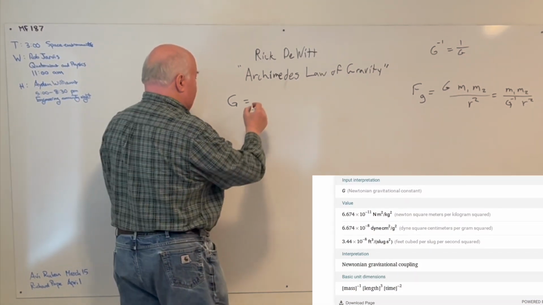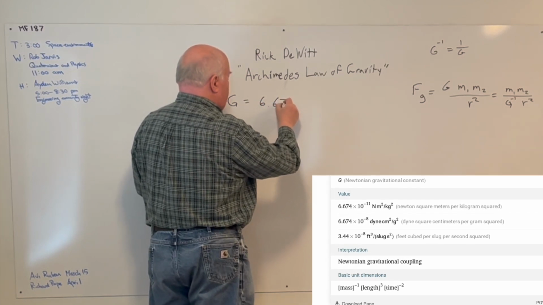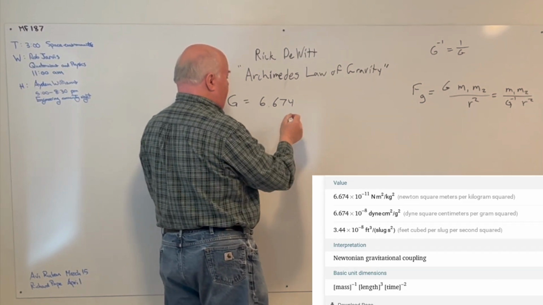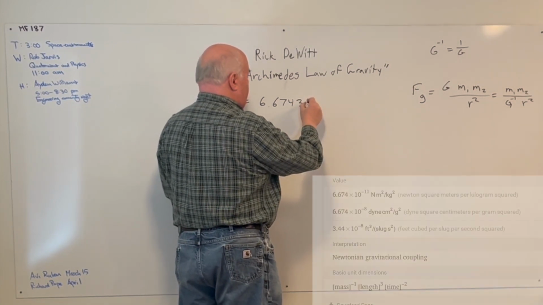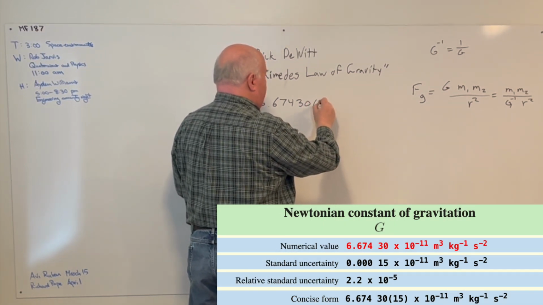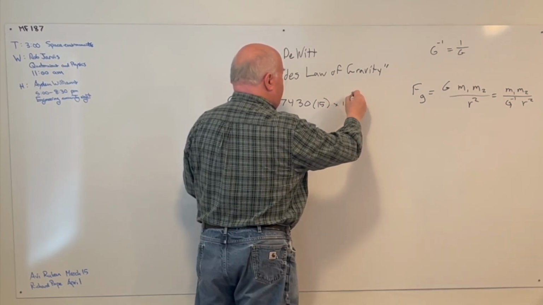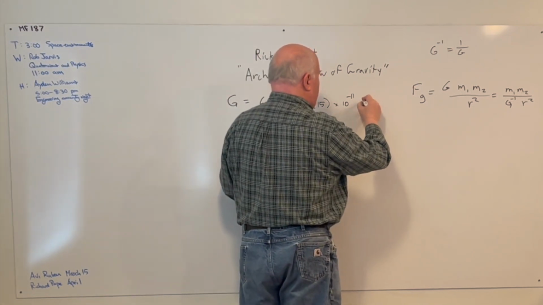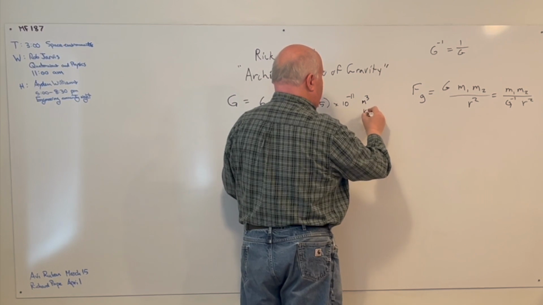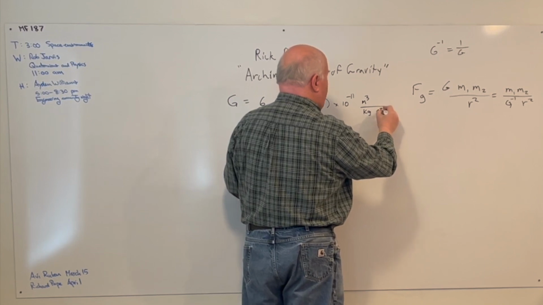All right, so Newton's gravitational constant in SI is 6.674 times 10 to the negative 11. Give me the rest of the digits here. 730, and that's what we have. Uncertainty of 15. Times 10 to the negative 11th, meters cubed, kilograms to the negative 1, and seconds squared in the denominator.